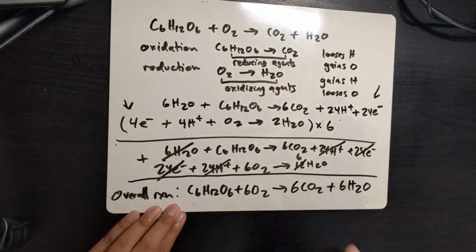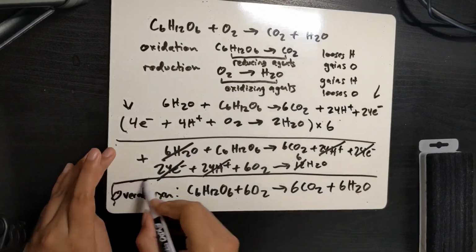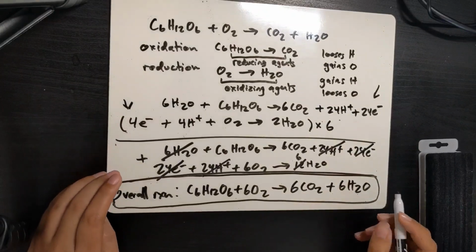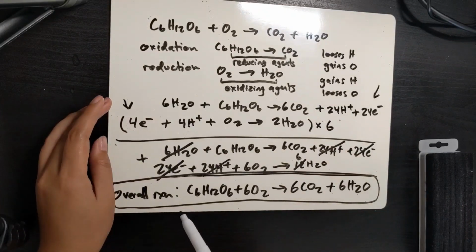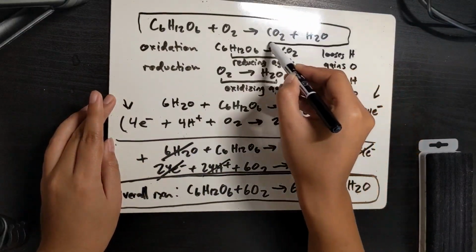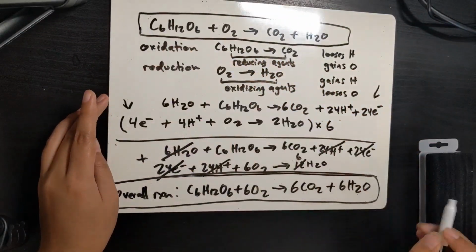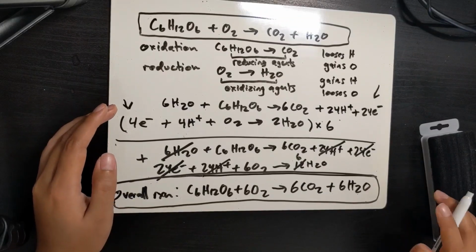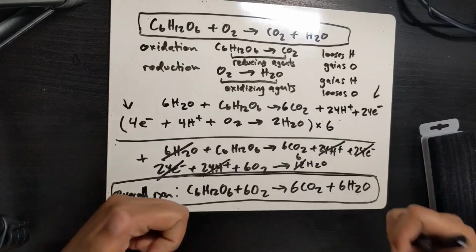So now we have a balanced overall reaction equation. Notice how our overall reaction equation and our initial redox reaction equation are similar, except now our overall reaction is balanced. So all is good.